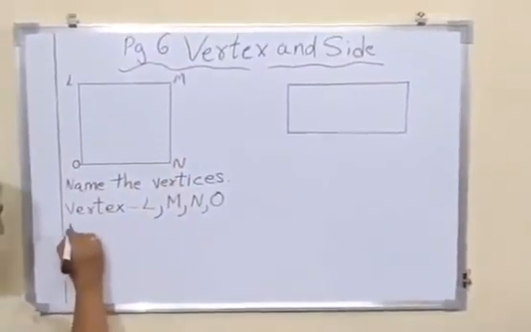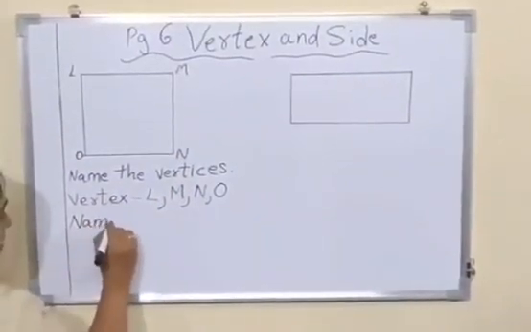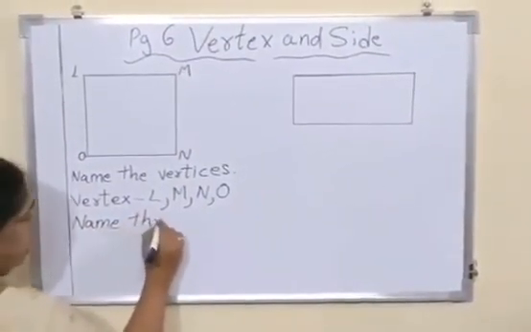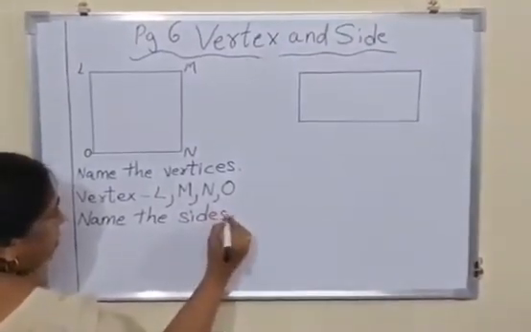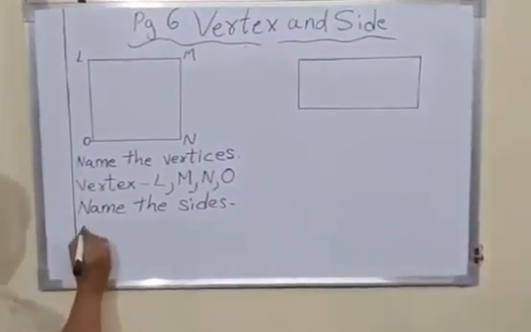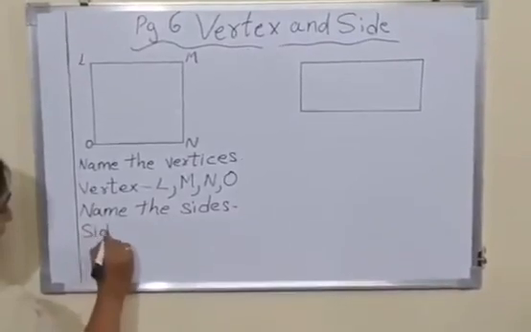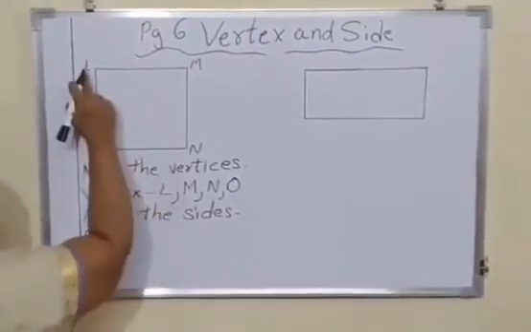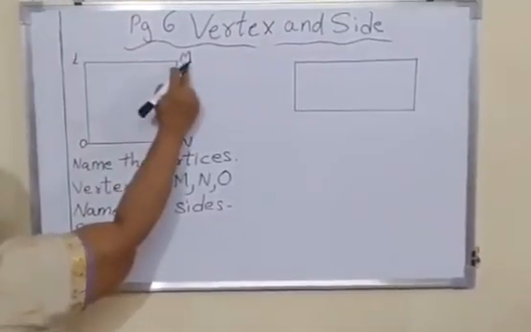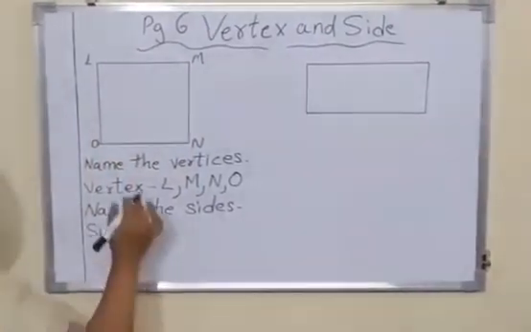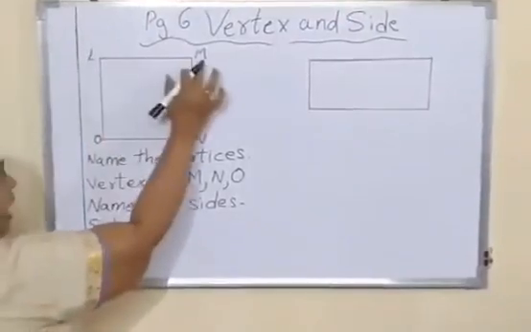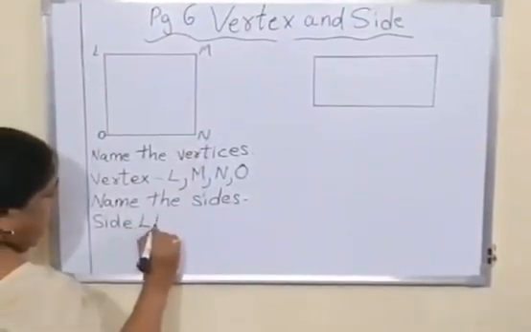Now name the sides. Name the sides of the square. Now how will you name the sides of the square? First we'll write here side. Side. How we did here? Side, first side. L, M. You can start from here, you can start from here anywhere, whichever side you want. Suppose we start from here. L, M. So it will be side L, M.